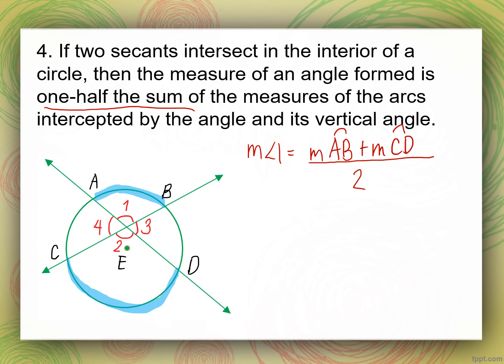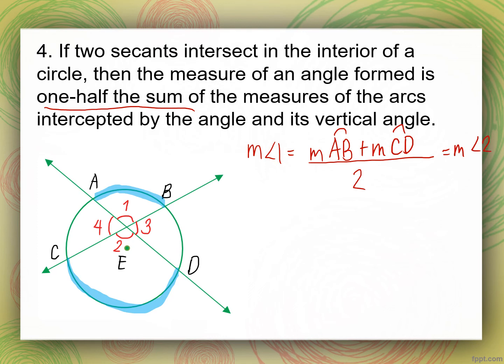Okay. So again, to solve for the measure of angle 1, just add the measure of the two intercepted arcs, AB and CD, and then get half of it. If you want to solve for the measure of angle 2, you have the same formula. So this is also equal to the measure of angle 2.